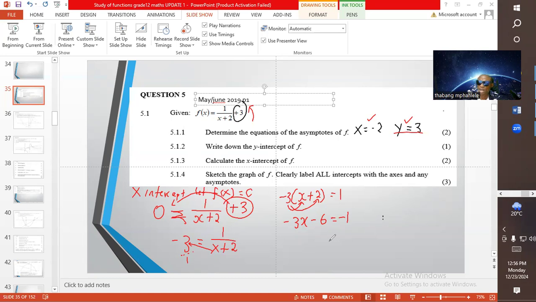We have to group like terms. Let us group like terms together. So we're going to have minus 3x equals, take minus 6 to the other side, which is going to be minus 1 plus 6. And minus 1 plus 6 is 5. So we're going to have 5 on the right-hand side. So what do you do to find x? Divide both sides by negative 3. The value of x, therefore, is minus 5 over 3.